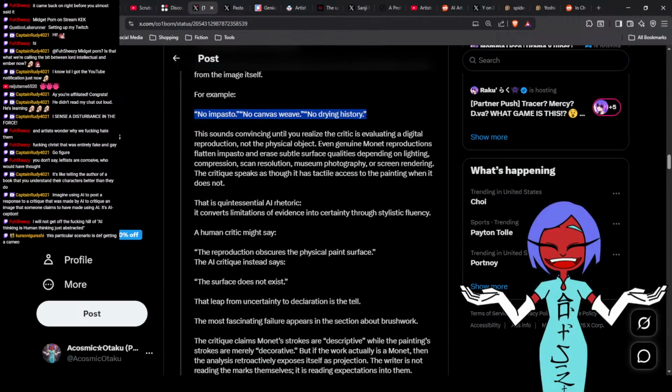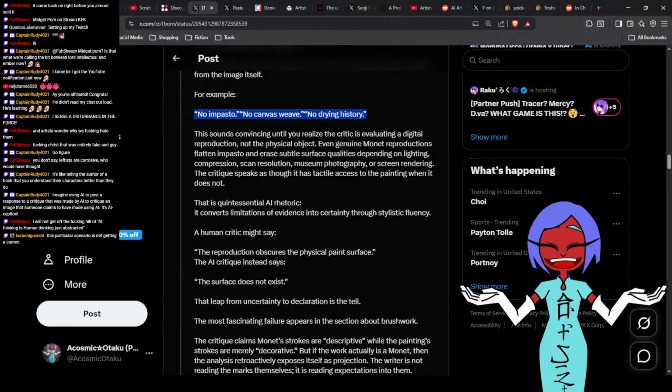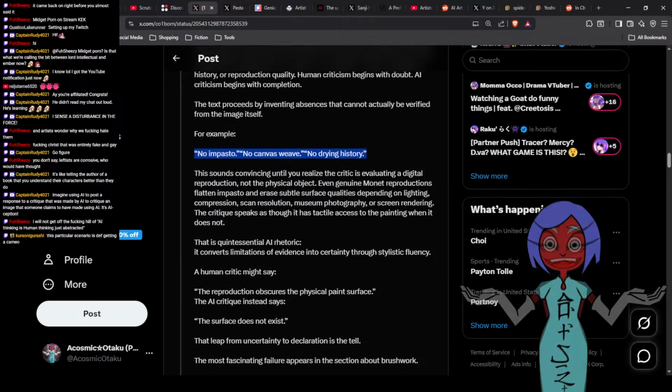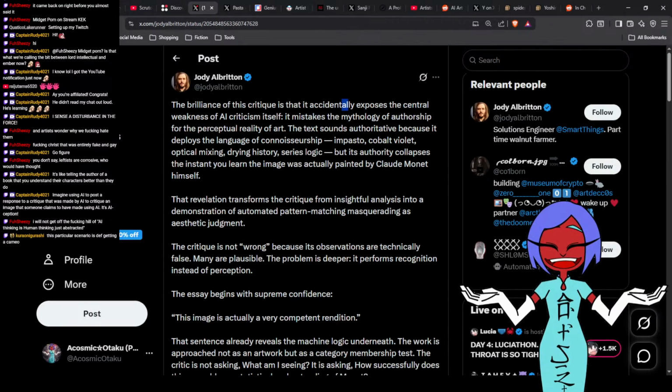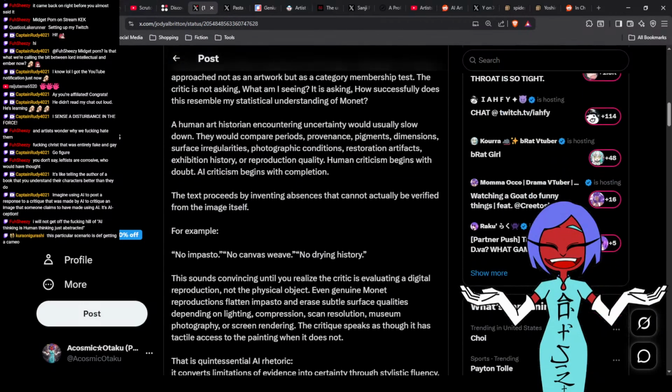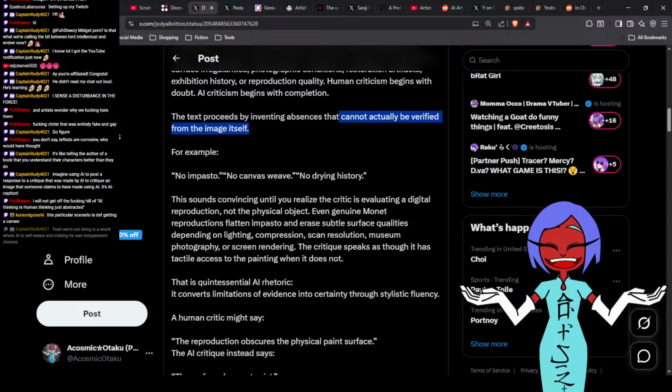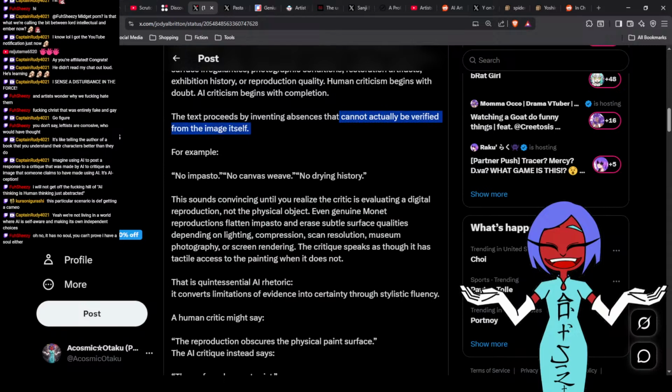Yeah. I wonder why they did this. Cannot actually be verified. It's almost as if they're avoiding responsibility for what they say, right? They're avoiding being held accountable for being a dumbass. Anyway, hold on.